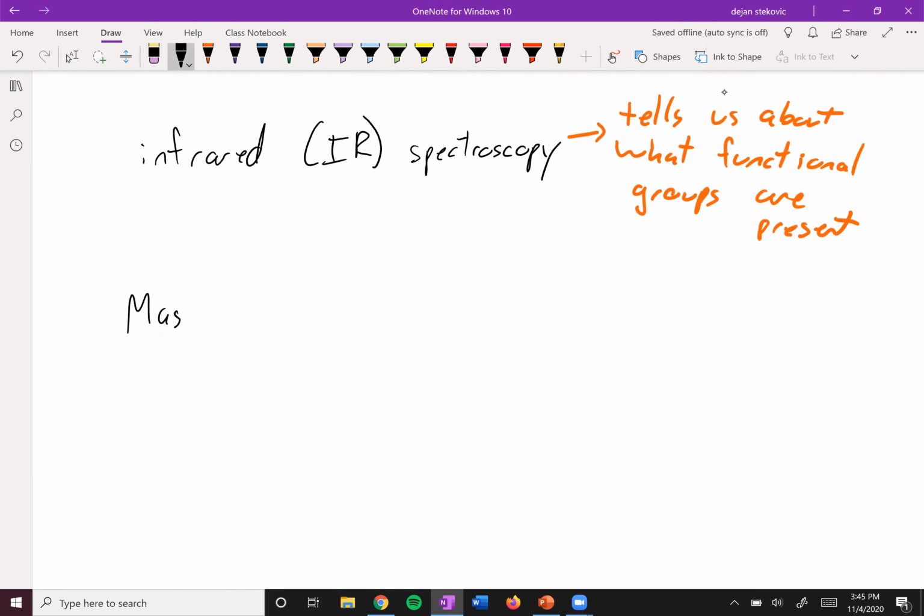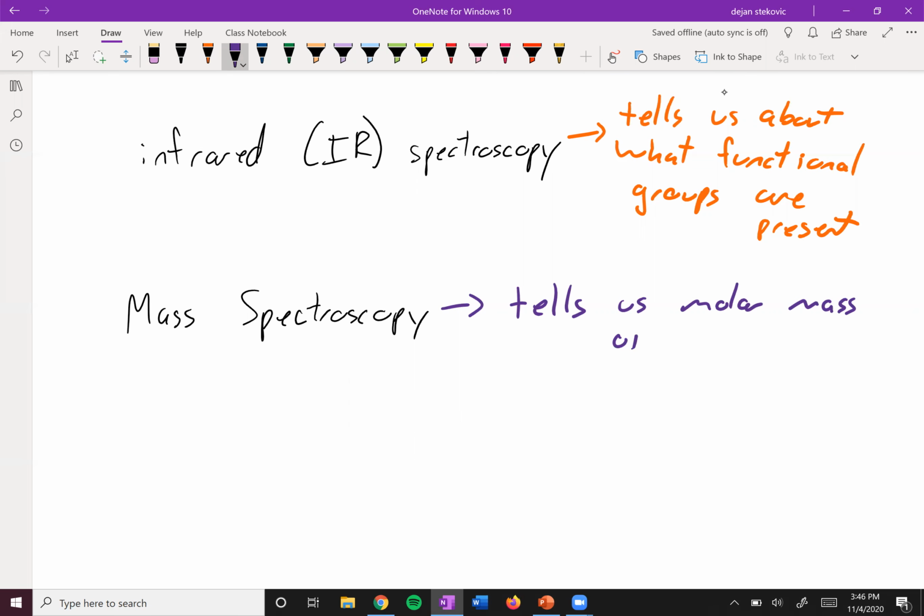After that, we'll go into mass spectroscopy. And as the name implies, mass spectroscopy tells us the molar mass of a compound. Right? Does it weigh 100 grams per mole, 200 grams per mole, that kind of thing.